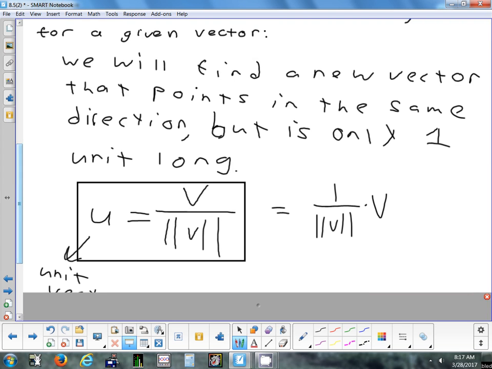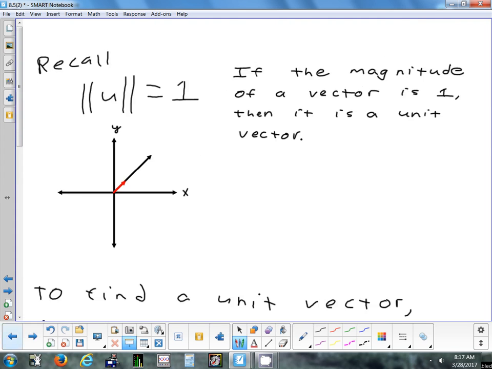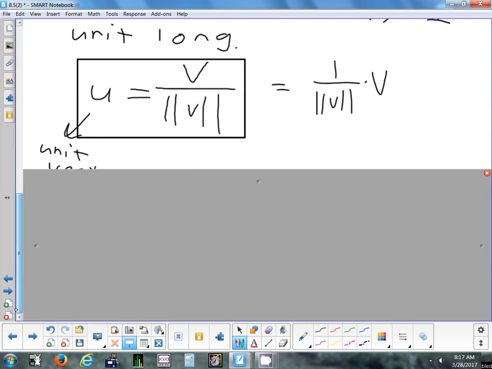Okay. Any questions on how we came up with that formula? All right, so not something we really do a lot, but we'll just practice one problem with finding a unit vector, and then we'll move on to our 2-word problems.